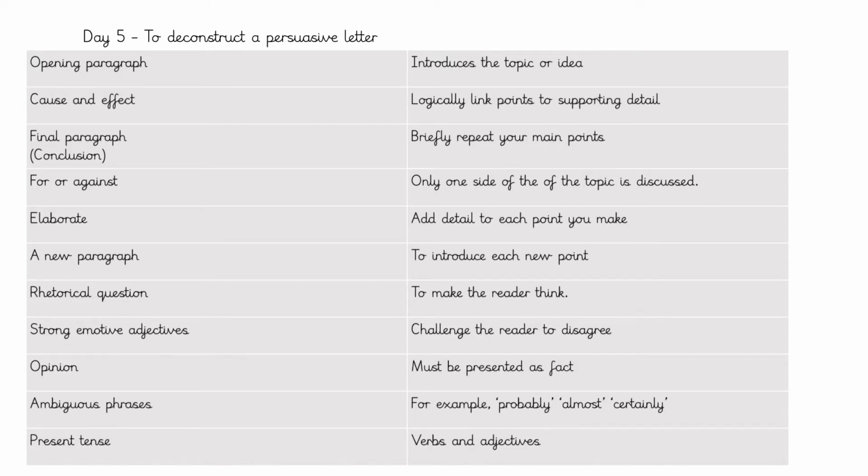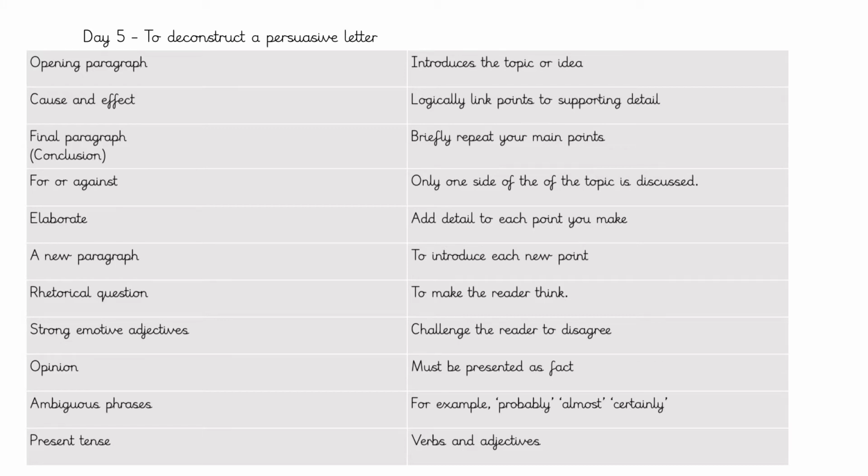And remember, we've always spoken about rhetorical questions and how they make the reader think a little bit more. Remember, a rhetorical question is not something you answer in your argument, but it's something that makes the reader think. You also must use strong emotive adjectives because this challenges the reader to disagree with you. When you write about your opinions, you must try and present them as fact.